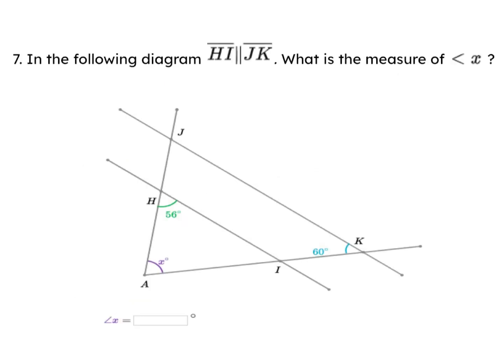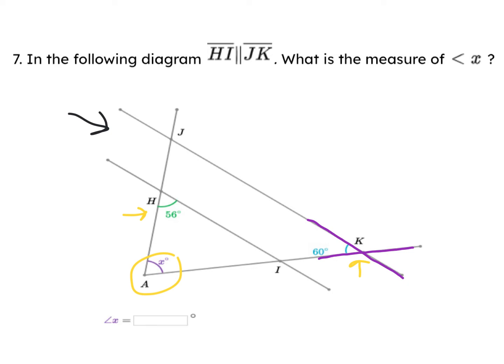Okay, question 7, we're looking for the measure of angle X. So we're looking for right here. And we have a lot of information. We have 56 degrees right here for angle H, and we know angle K is 60. I also see right here is a set of parallel lines, and I'm noticing that this angle 60, if I had tracing paper, looks congruent to measure I.